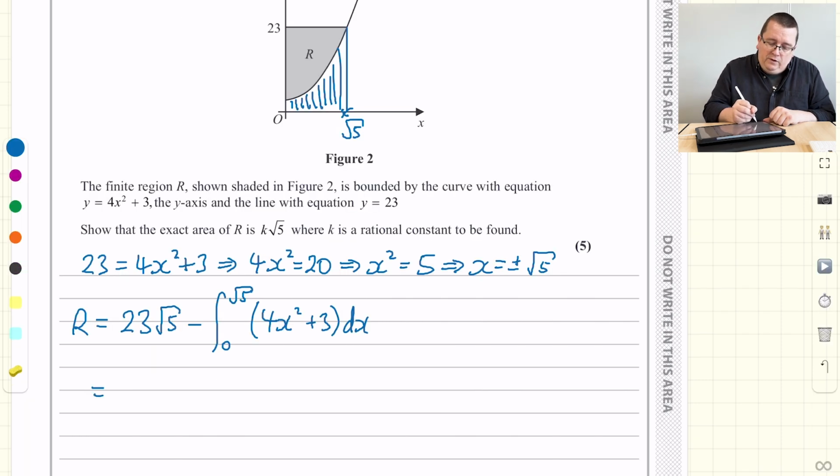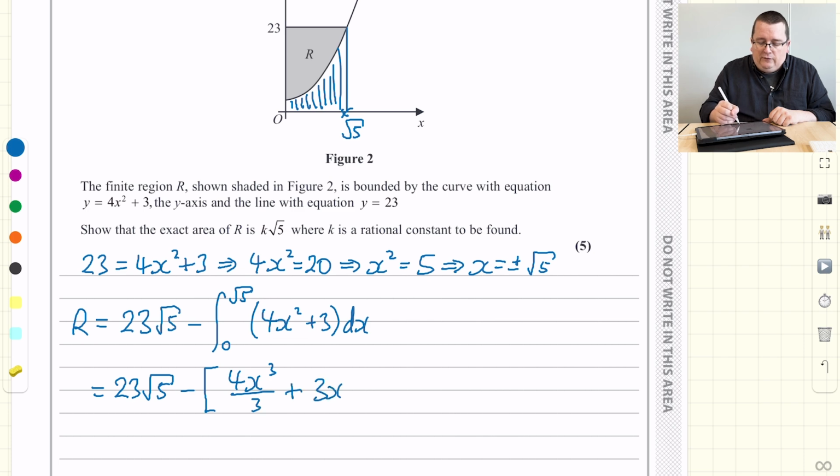So we have 23 root 5 take away. Now integrating 4x squared, we're going to add 1 to the power, divide by the new power. 3 integrates to 3x. And of course, because it's a definite integral, we don't need to worry about a constant of integration. And we're evaluating between 0 and root 5.